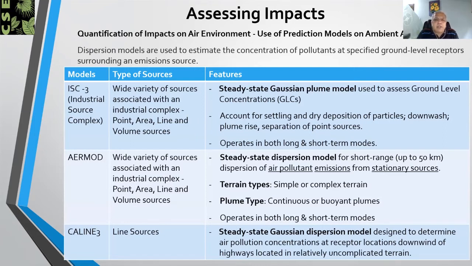The various models which are principally used: one is the Industrial Source Complex ISC3 model, which can take inputs from point, area, line, and volume sources, and operates in both long term and short term modes. What it means is, long term means over a full year or over a season, etc. Short term means 24 hours.